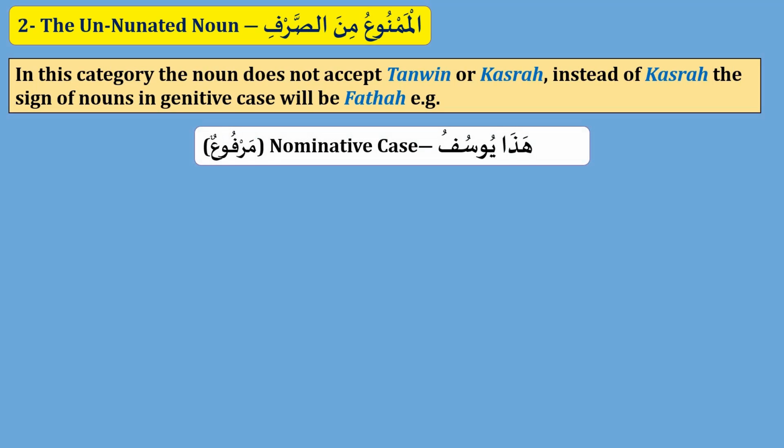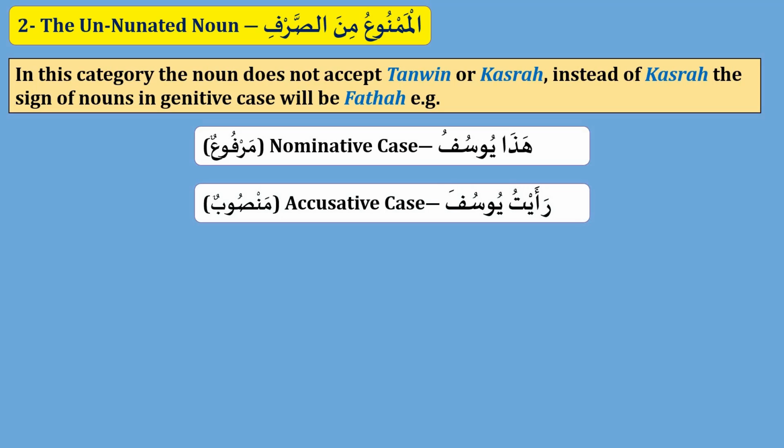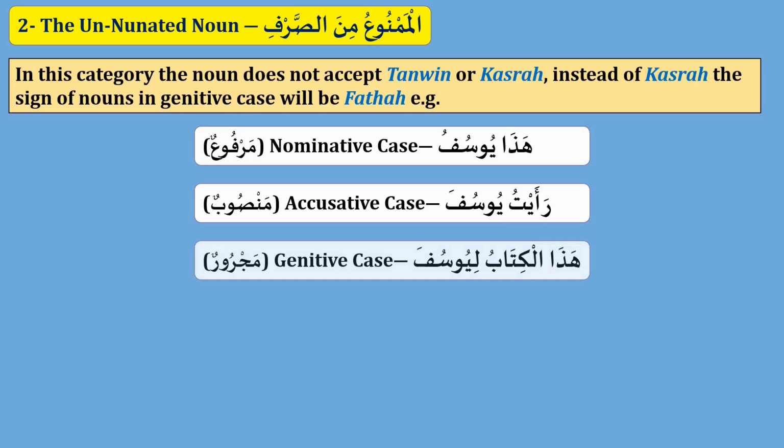Example, هذا يوسف, nominative case or marfu'. رأيت يوسف, I saw Yusuf, it's in mansub, accusative case. And هذا الكتاب ليوسف, this book is for Yusuf, majrur, genitive case. It was supposed to be Yusufi, but because this is mamnu' min as-sarf, Yusuf does not accept kasrah. Instead of kasrah, it takes fatha.